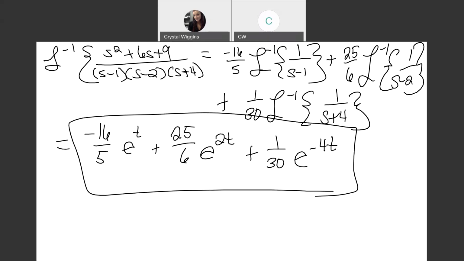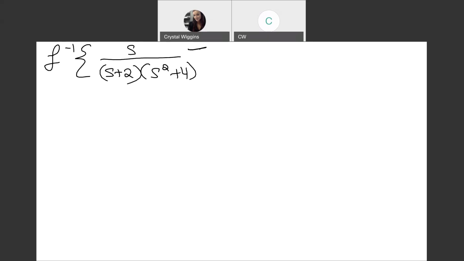Let's try another one, just like that one with partial fractions. So example 8, it says that we want to evaluate the Laplace inverse transform of s over s plus 2 times s squared plus 4. Okay, so we recognize this as partial fractions because when we look in the table, we see that there is no match for this particular setup. So it means we need to break it down into something more basic or simpler.